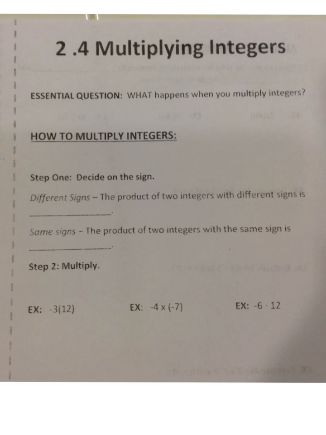Very straightforward. If you're multiplying integers and they have different signs, the product of two integers with different signs is negative. On the other hand, the product of two integers with the same sign is positive.